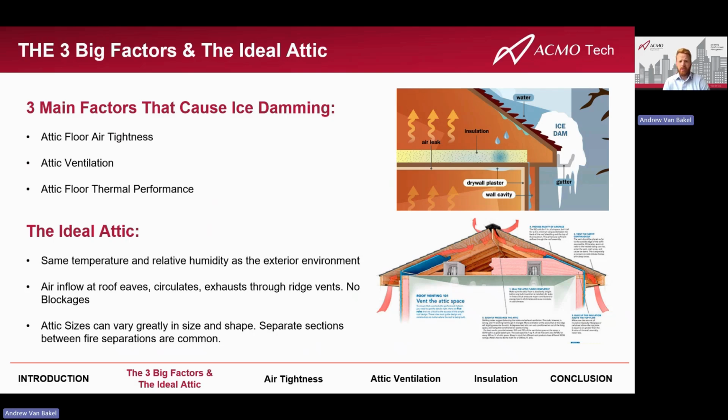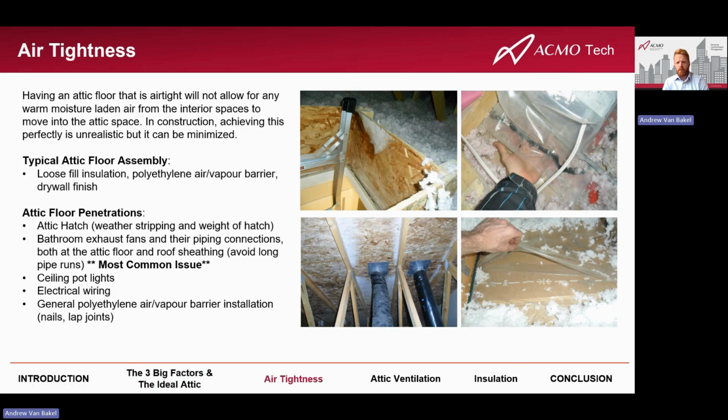Attics can come in all different shapes and sizes, and a lot of them have separate sections that are in between firewalls and breaking up units. Now, air tightness. In reality in construction, it's very difficult to achieve a perfectly airtight attic floor, right? Because you're going to have all these penetrations, hatches, lights, bathroom fans. So there's always going to be some bleed out of warm interior air into the attic space, but we need to minimize it as much as we can.